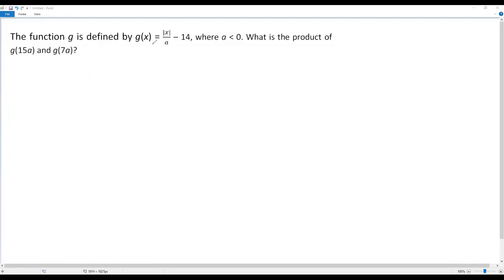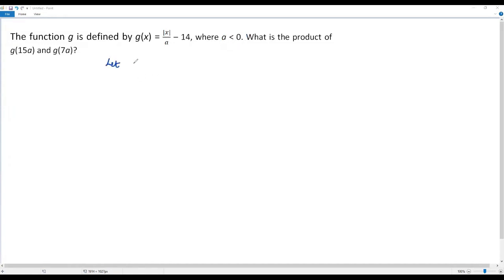The function g is defined by g of x equals the absolute value of x over a, minus 14, where a is less than 0. What is the product of g of 15a and g of 7a? Okay, here we have the function g of x, and it contains a constant a, and a is less than 0. Since a is less than 0, we can consider any negative value for a.